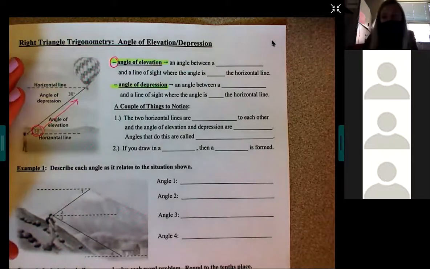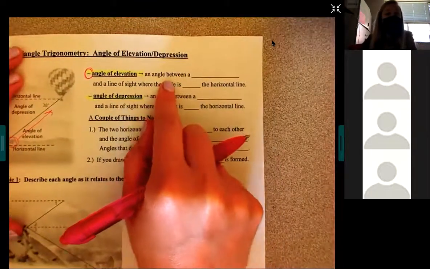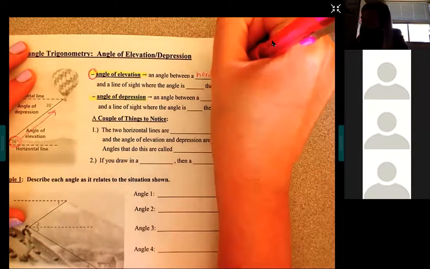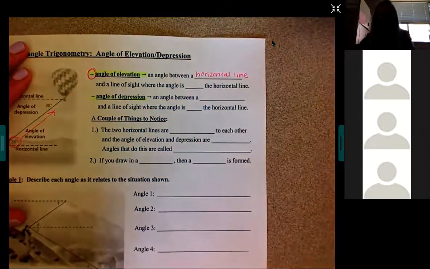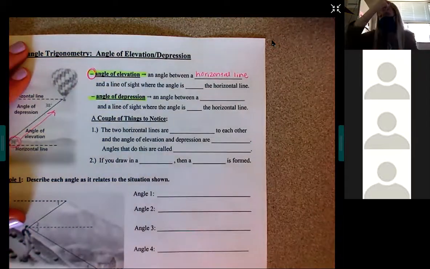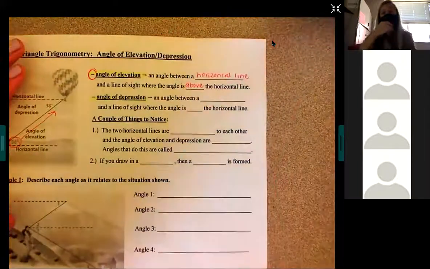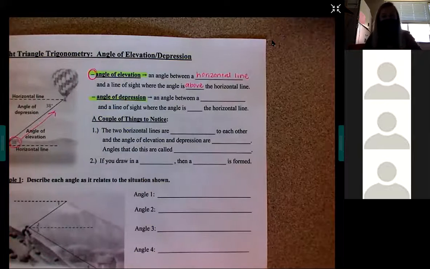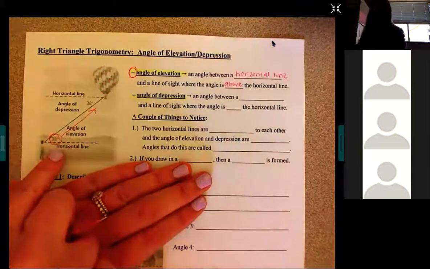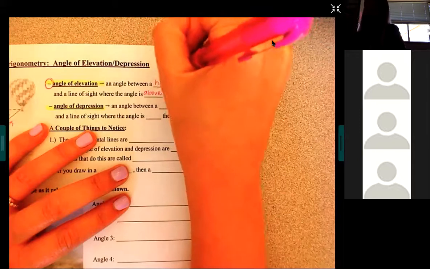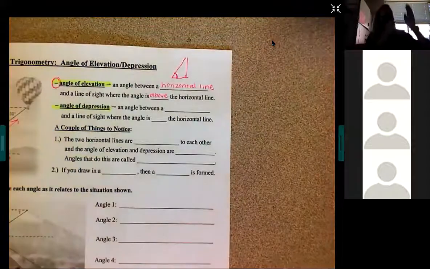So people at home, you are going to want to write this definition. So I would say angle of elevation is the angle between a horizontal line and a line of sight where the angle is above the horizontal line. So if you're at home drawing or if you're in class and you don't quite understand this picture, that's totally okay. So everybody look, if you have a right triangle, the angle of elevation is always the one in the bottom corner looking up.